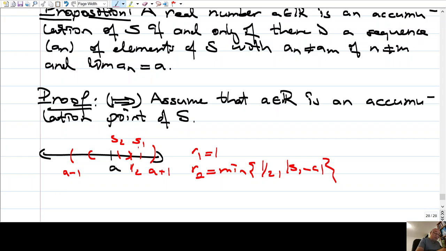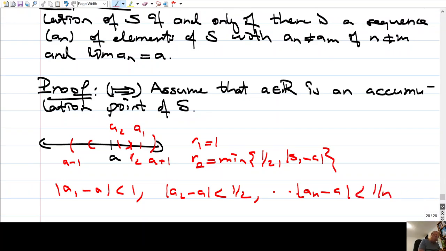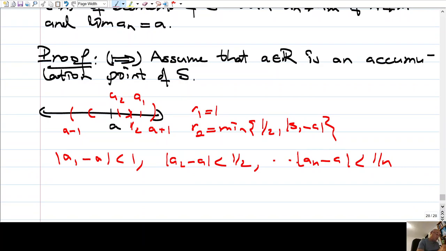And I will proceed similarly. So here the first, or maybe I should call this not S, but A1, A2. A1 is close to A, only one unit, right? A2 is close to A. How much? Well, it is in this interval, and the radius of this interval is less than 1 over 2. And I will proceed as follows. I will find A_n with distance less than 1 over n, and so on. And this will finish the proof, okay? Is this understood, the idea?